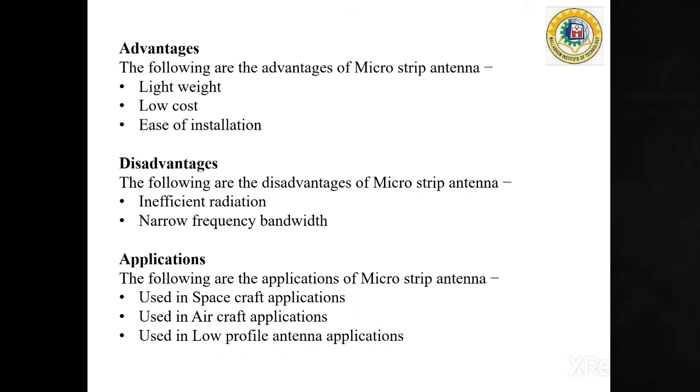The various advantages of microstrip antennas are: it is lightweight, low cost, and ease of installation. The disadvantages are: it has inefficient radiation capabilities and narrow frequency bandwidth. The applications of microstrip antennas are: it can be used in mobile applications, in spacecraft applications, in aircraft applications, and most commonly in low profile antenna applications.